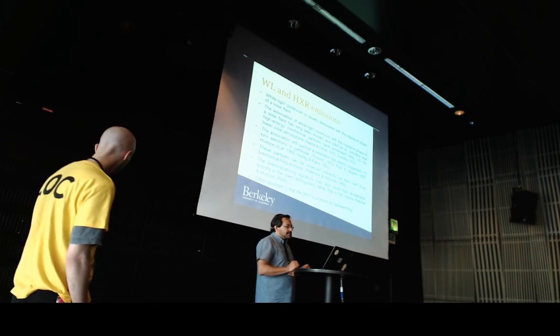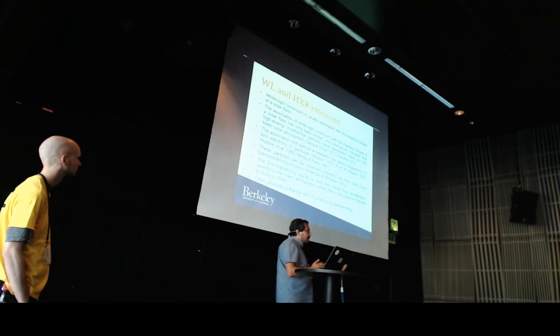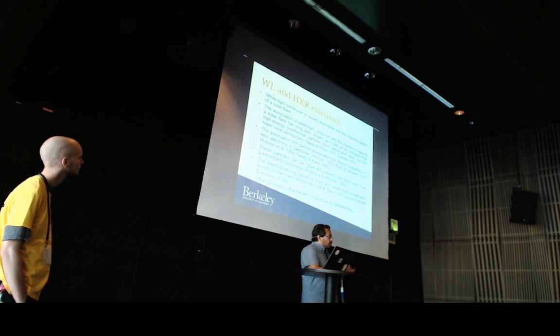But there are other ways to produce white light emission. One of the mechanisms that is suggested is backwarm emission. When you heat the chromosphere, it will warm up and generate ultraviolet emission, and that will heat the photosphere, generating white light emission.